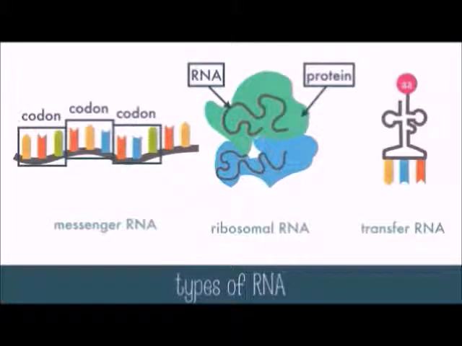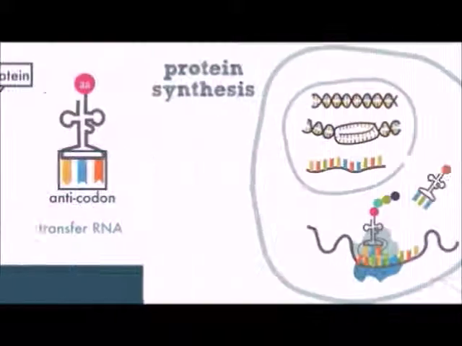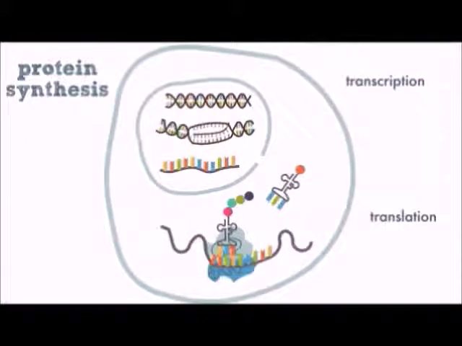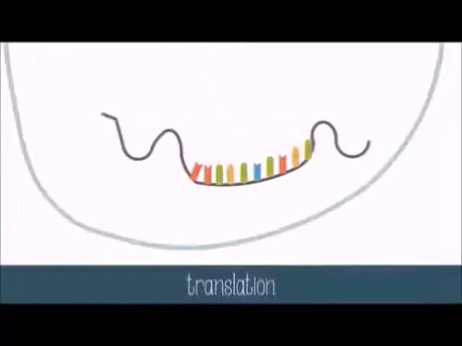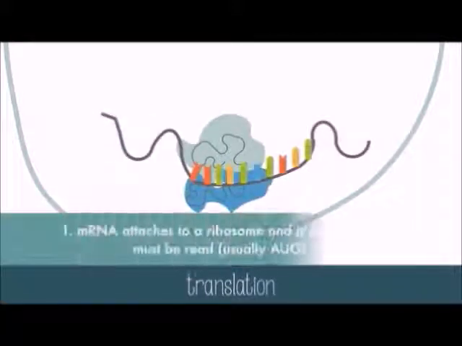The tRNA has an anticodon on one end, which will match a specific codon on the mRNA, and has a specific amino acid on the other end. Together, these 3 parts will make translation happen. Translation occurs in the cytoplasm of the cell wherever there's a ribosome. To get translation started, mRNA attaches to a ribosome and a start codon must be read.